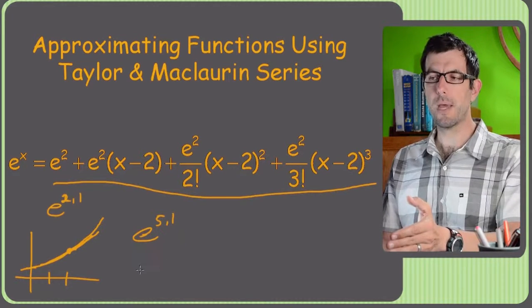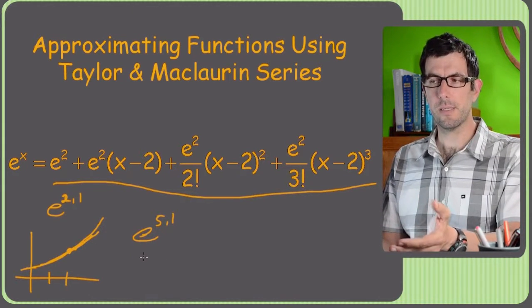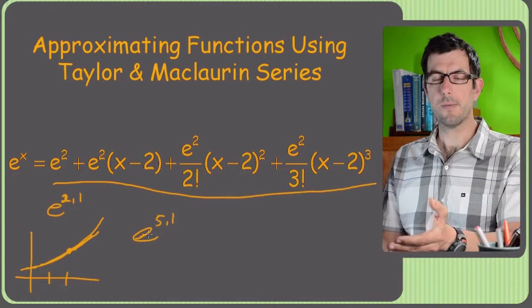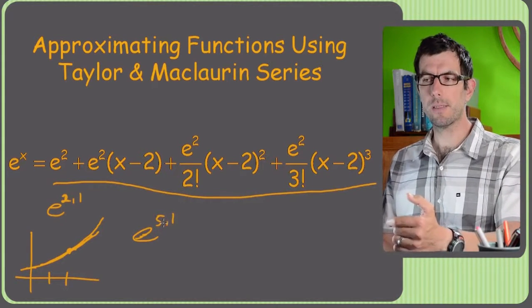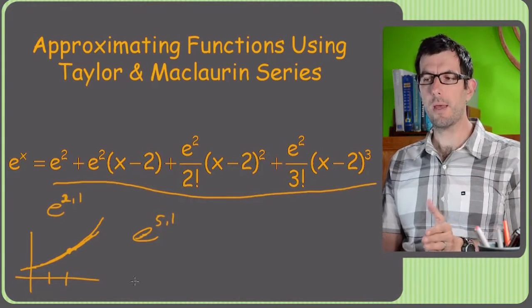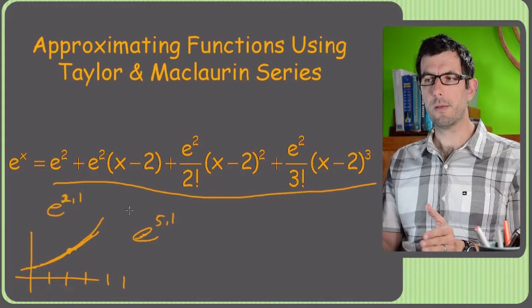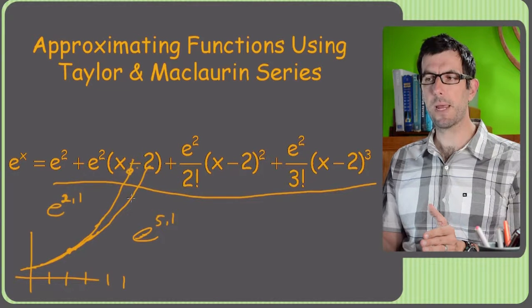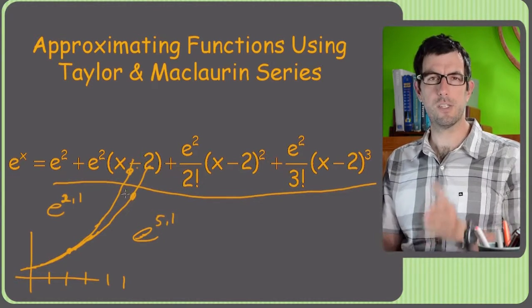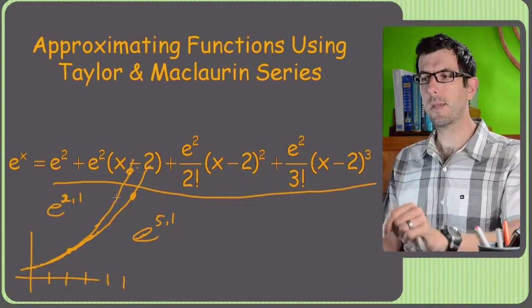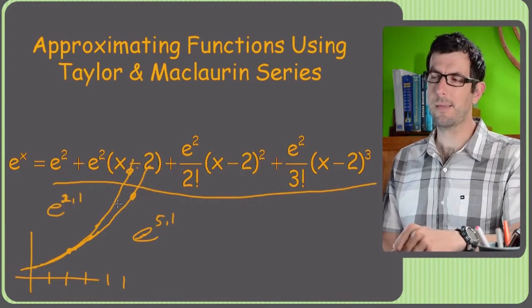But I wouldn't want to use my Maclaurin series of e to the x to approximate e to the 5.1, because 0 is so far away from 5.1 that those two curves could be really far off by the time we get out there, so I could have a big error. So I'm much better off using a curve that's tangent right near the value I want to actually calculate.